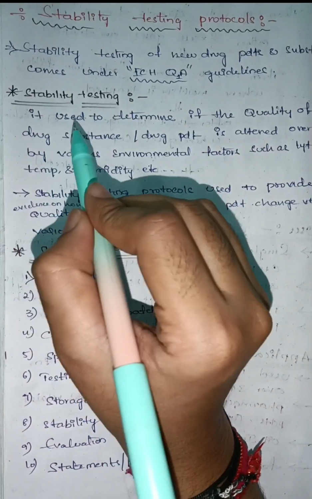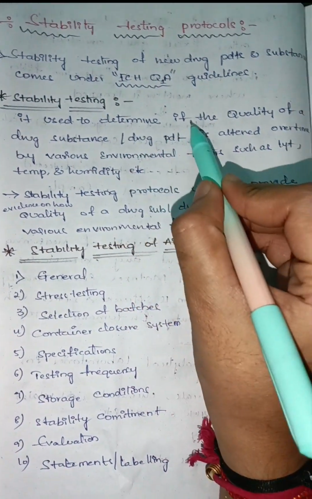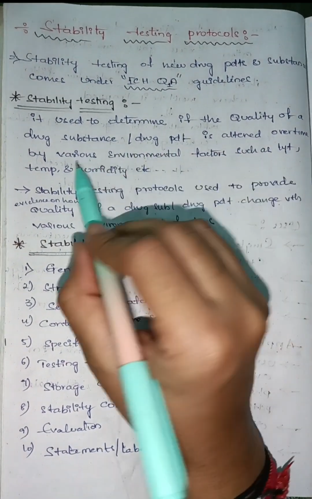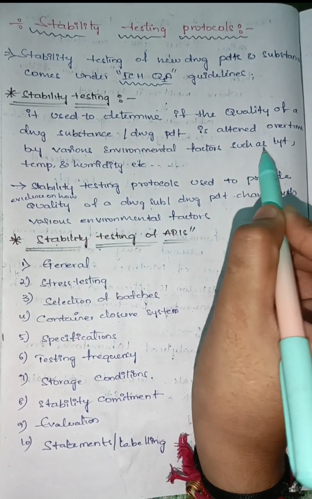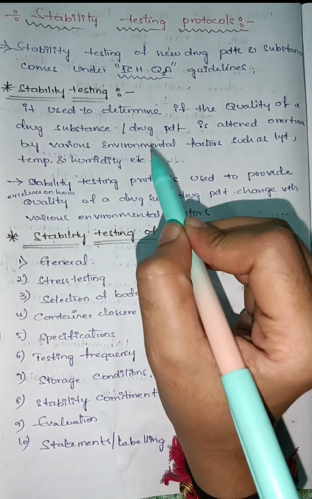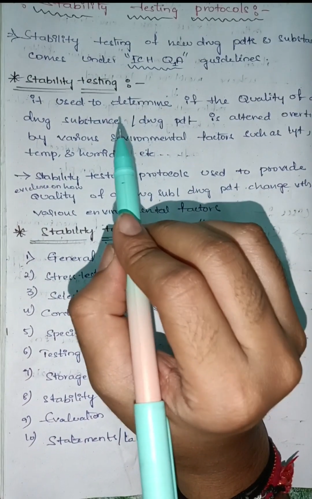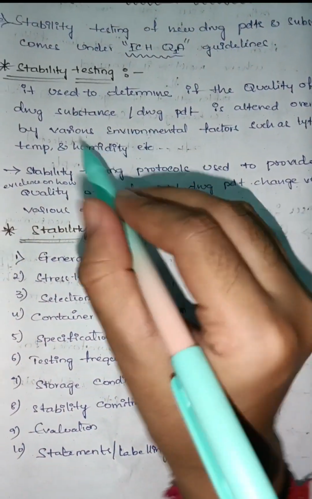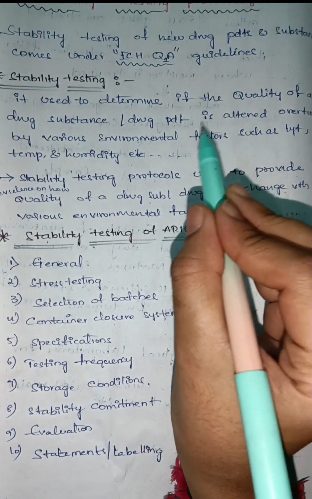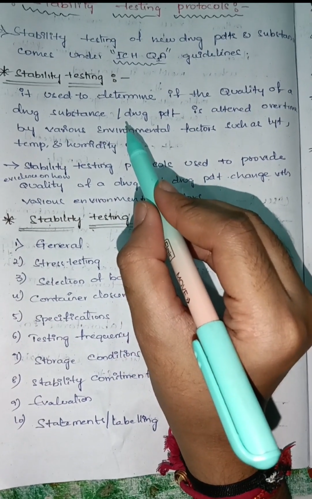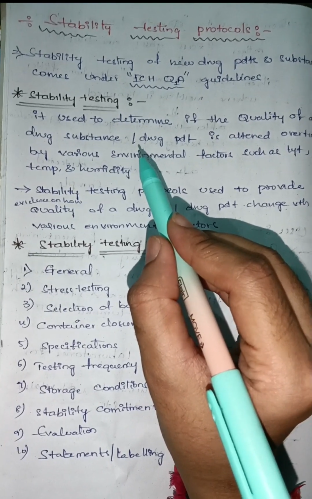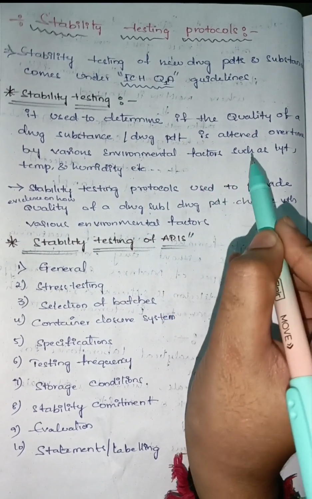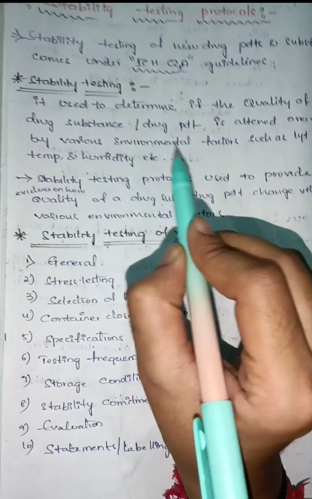Here, stability testing is mainly used to determine whether the quality of a drug substance or product is changed over time by various environmental factors such as light, temperature and humidity, etc. We perform stability testing on any drug product or drug substance to know whether the drug quality, safety or efficacy may change when there is a change in environmental factors such as light, temperature and humidity, etc.